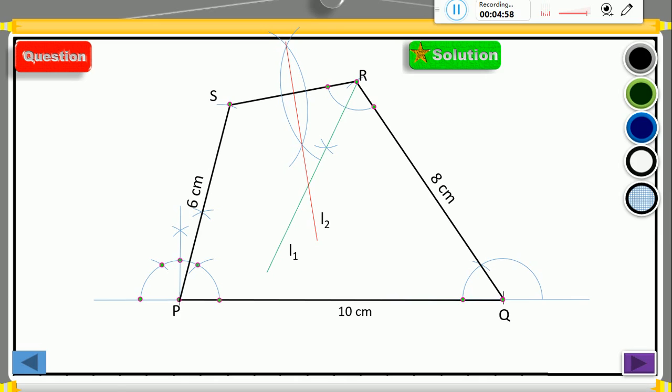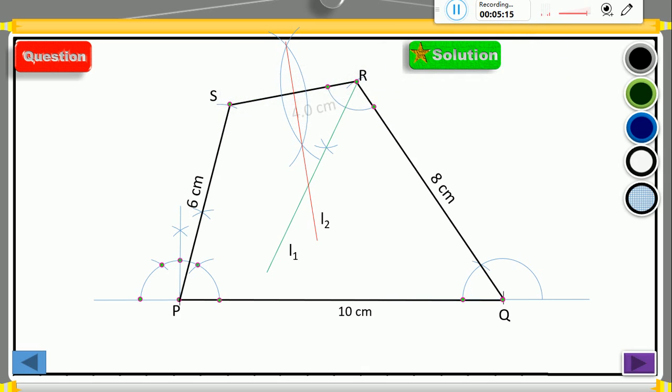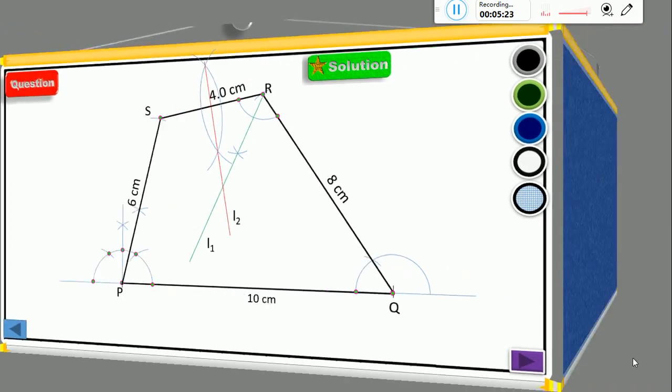Now that I've completed the construction, we are going to measure SR. Place a ruler at X, measure the length S to R. SR is being highlighted in red. What is the length? As you can see, that is 4.0 centimeters. We are done with the construction. We go straight to the next question.